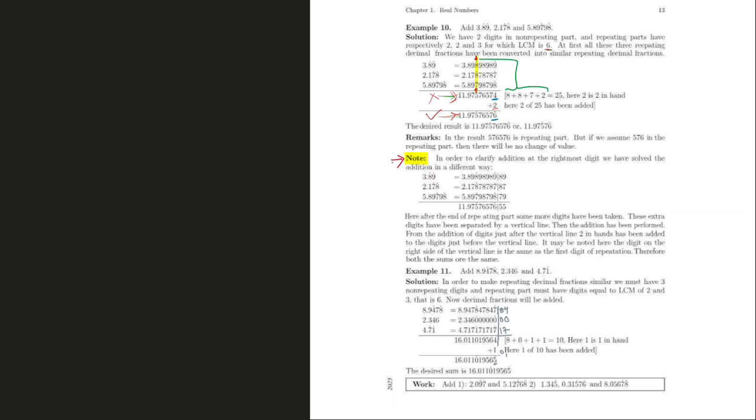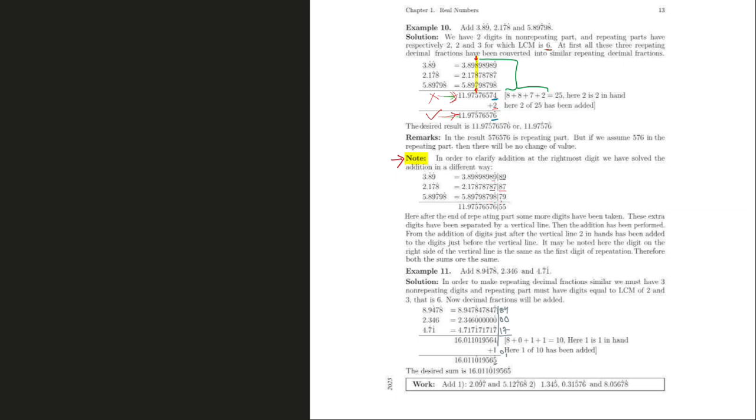Okay, here they have used another method to simplify it. In order to clarify addition at the rightmost digit, we have solved the addition a different way. What they have done is that when they expanded as per the LCM count, after the expansion they have kept the last 2 digits separated. This is 89, the last 2 digits, they've written 89 over here. The last is 87, they have written 87 over here.